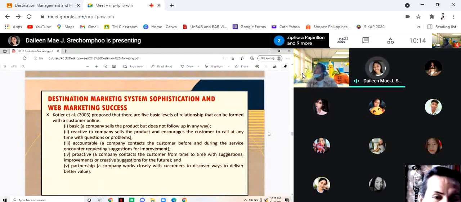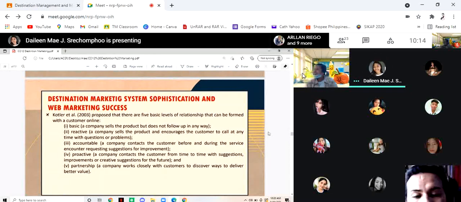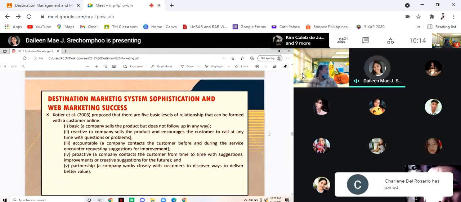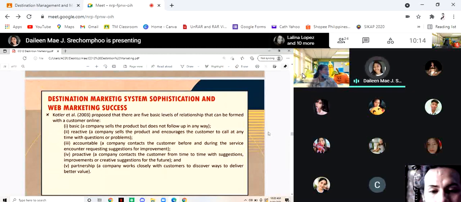form na buong relationship ay pwede kang mag-inquire dun sa company na pinagbilhan mo at any time. Accountable. A company contacts the customer before and during the service encounter requesting suggestions for improvement. Dito naman daw sa pangatlo, tumatawag yung company before at during habang ginagamit mo or habang ini-experience mo yung product na binigay nila. Proactive, a company contacts the customer from time to time with suggestions, improvements, or creative suggestions.